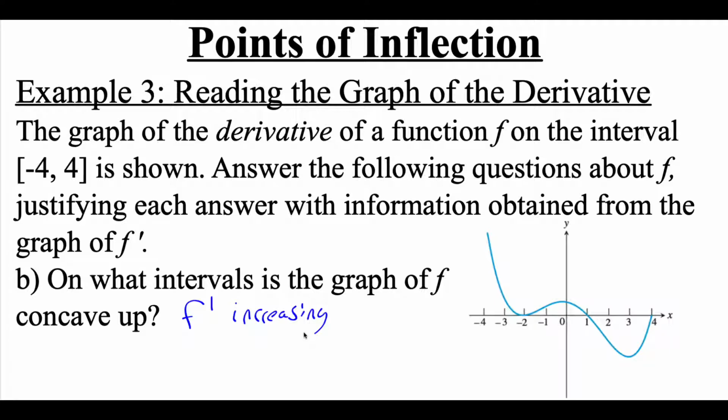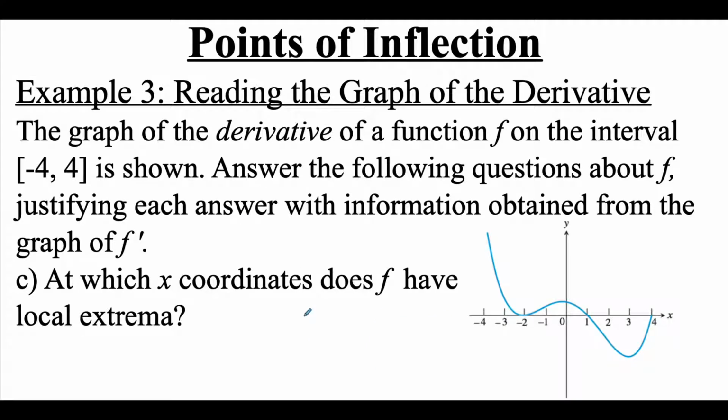So there's two places on our graph where our picture is going up. One place I see is from -2 to 0. We can see that the graph of our derivative is going up there, but then it switches to going down. But then again, at the x value of 3, until we hit the x value of 4, we can see that our derivative is going up there as well. So our original function f is going to be concave up on these two intervals.